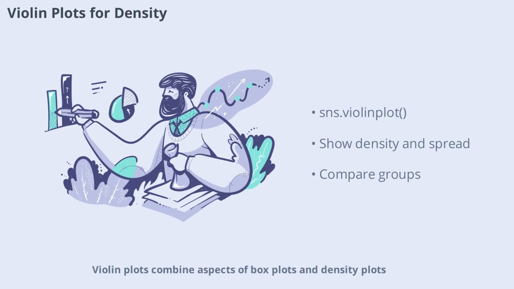Violin plots combine aspects of box plots and density plots, providing a richer view of data distribution. With sns.violinplot, you can see not only the summary statistics but also the full distribution shape. This is useful for spotting multimodal distributions or subtle differences between groups. Violin plots are great for comparing the spread and concentration of data. Let's create a violin plot to analyze tip distributions by time of day.